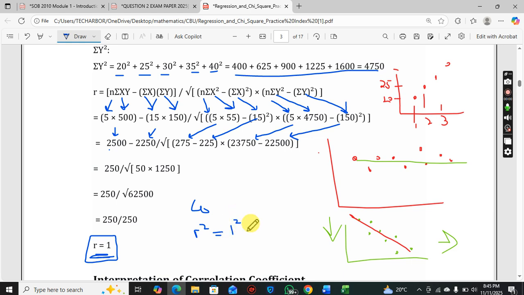So 1 squared equals 1. This is also a perfect coefficient of determination. What it's telling us is that the changes in sales are completely explained by the changes in the weeks. Nothing else is making the sales change. It's basically only the weeks that are making the sales change. So our equation is a good equation to explain this relationship.